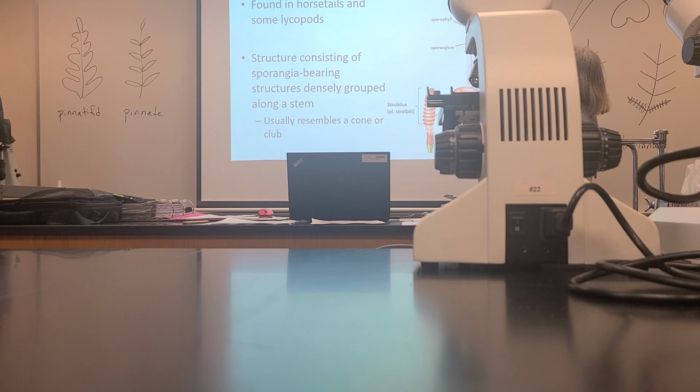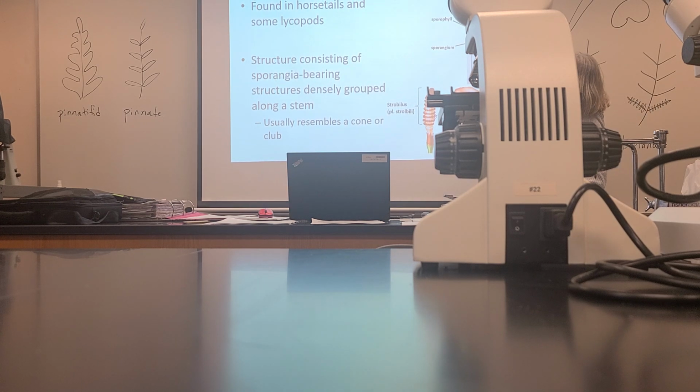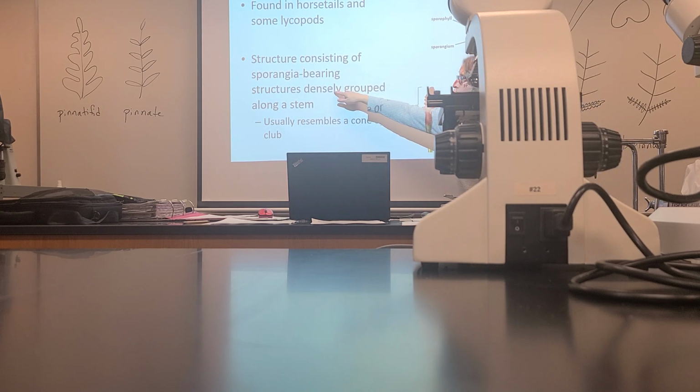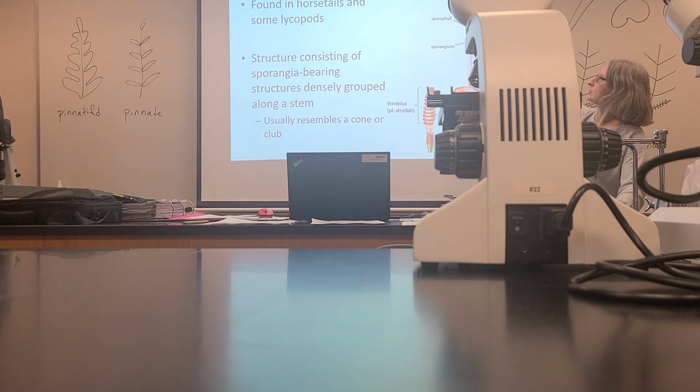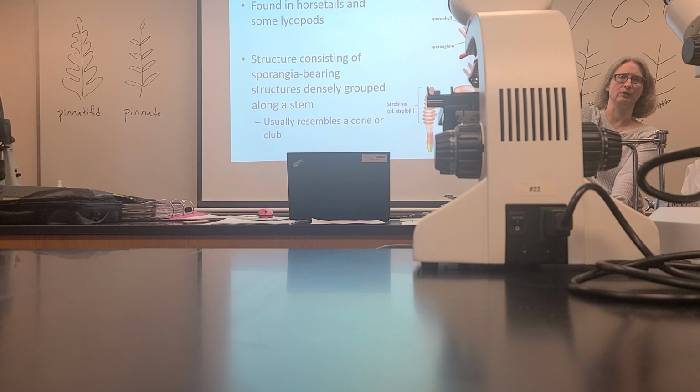Okay? If we go up here to one of our lycopods, the sporangia-bearing structures in this case are actually special types of leaves. Okay? If you look closely, there's a little scale here, there's a little scale here, there's a little scale here. Those are the leaves. And at the base of every one of them, there's a sporangium. They are very closely overlapping each other. The leaves actually overlap each other like this. So we're densely grouped along the stem like we're supposed to be. And each of the leaves has the sporangia. So we meet the definition of a strobilus.